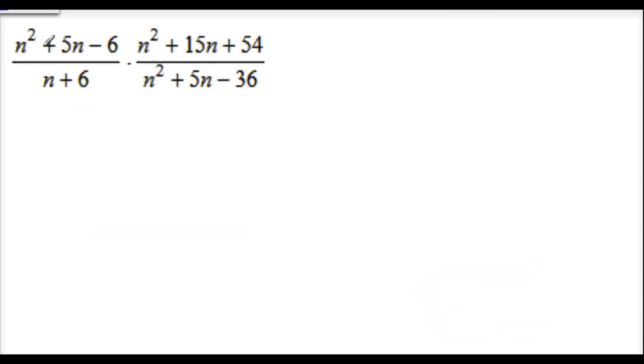Factoring this first numerator here is probably one of the most common mistakes, because 6 can be broken up into 6 and 1 and 2 and 3, but which one of these works? Your biggest thing is looking at your signs. You know you're going to have two different signs here, so when I break this up, I need to get a positive 5. So how do I get this positive 5? n plus 6 and n minus 1. Okay.